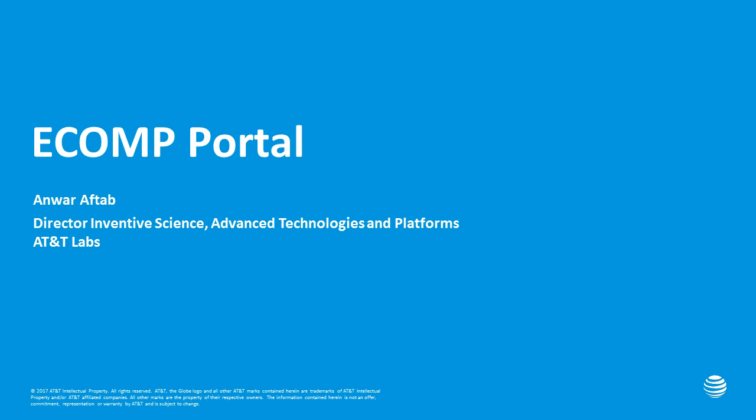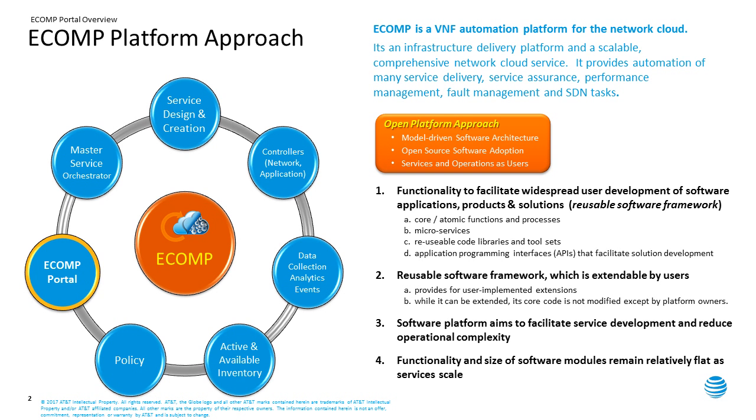In this video, we will review ECOMP Portal Platform, which is part of ECOMP open source software known as Open ECOMP. ECOMP stands for Enhanced Control, Orchestration, Management, and Policy. ECOMP is a virtualized network function automation platform for the network cloud. Think of it as an infrastructure delivery platform and a scalable, comprehensive network cloud service. It provides automation of many service delivery and service assurance, performance management, fault management, and other SDN tasks.